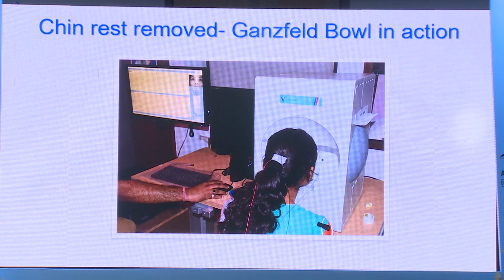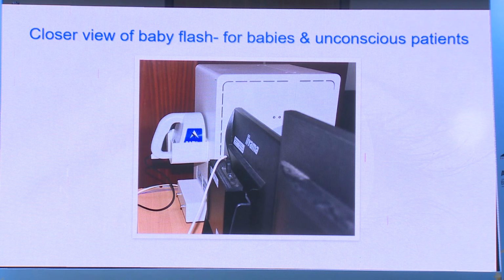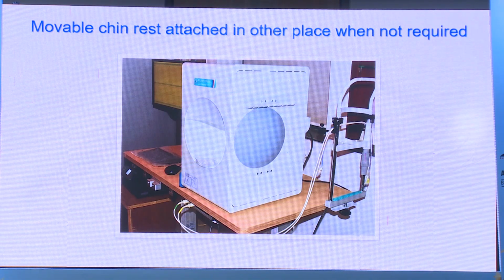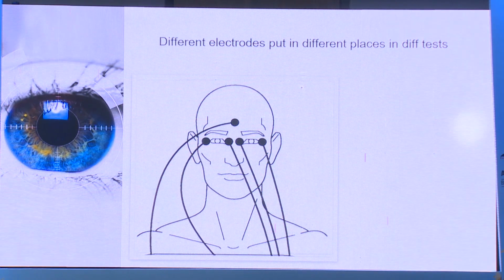Then, after completion of the test, the chin rest is removed and the Ganzfeld bowl comes into action. Now, this is a closer view of the baby flash for babies and unconscious patients. This is what the Ganzfeld bowl gives, a closer view. The movable chin rest is attached in another place when the test is finished. This is a picture that shows different electrodes put in different places in the different tests.